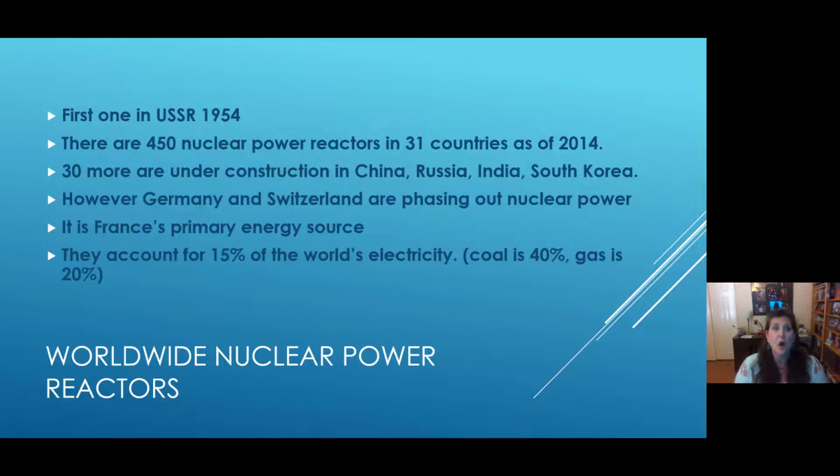They're all building. However, Germany and Switzerland are phasing out their nuclear power plants. In France, it's their main energy source. Overall, in the world, it's about 15% of the whole world's electricity. By the way, for comparison, coal is about 40% and natural gas is about 20% of the world's electricity.